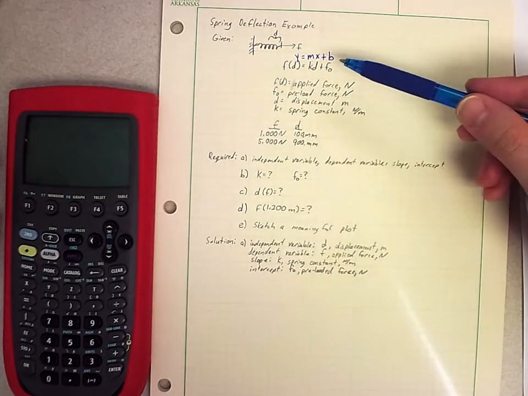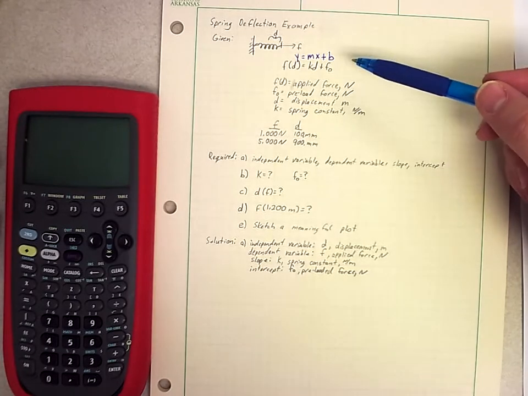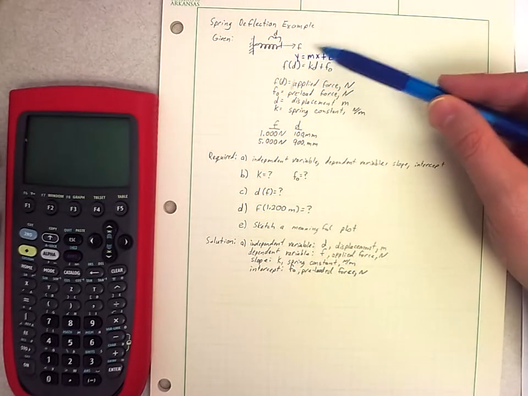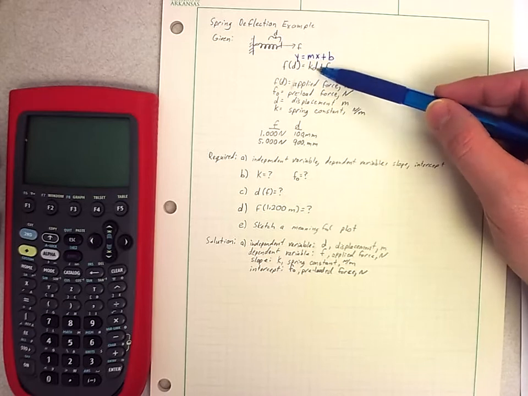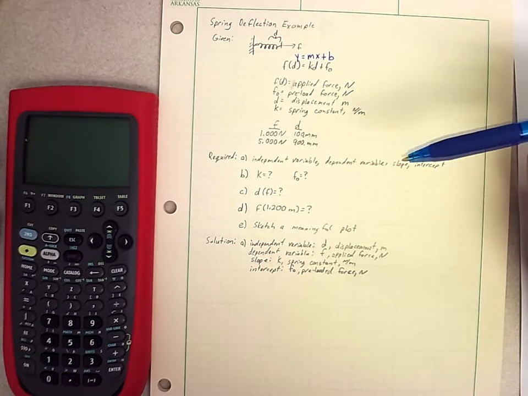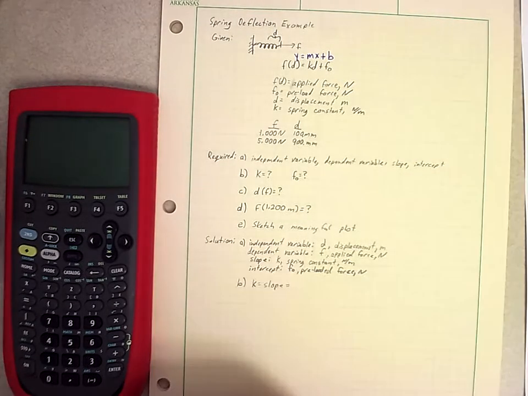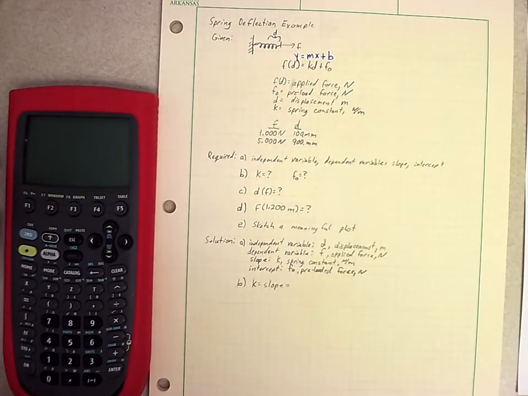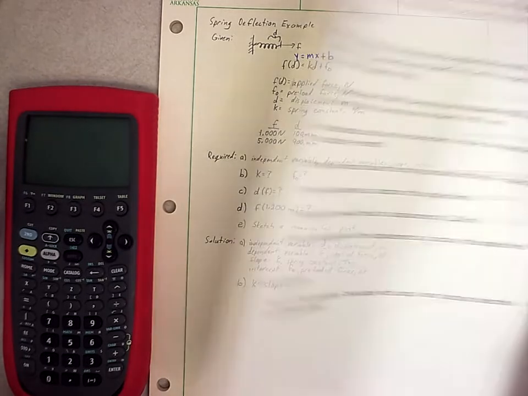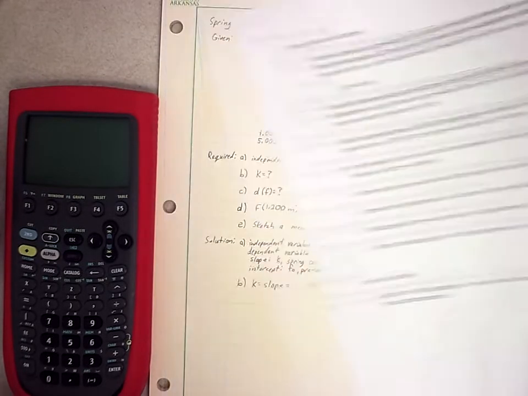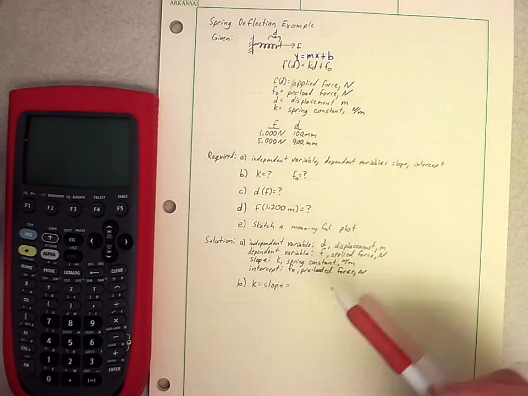And again, until we get comfortable with this, you might always flash back to what we remember in algebra, y equals mx plus b. So this is y, m times x plus b. So that helps us keep everything straight. Part B asks us to determine the value of the spring constant and the preloaded force. So on part B, we want to find k, which we know is the slope.